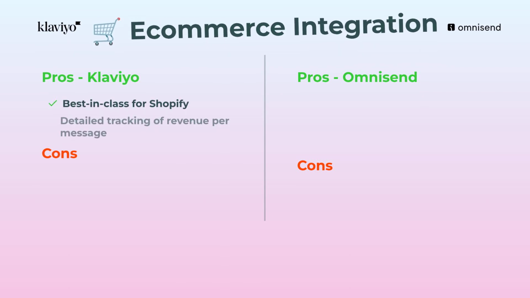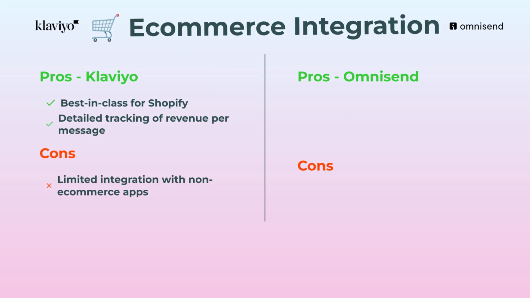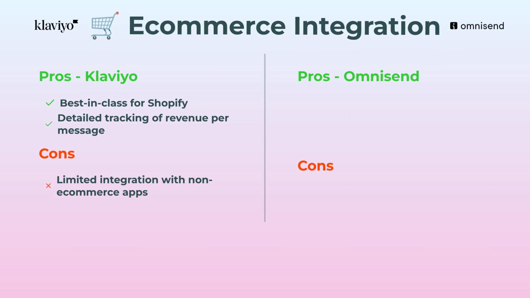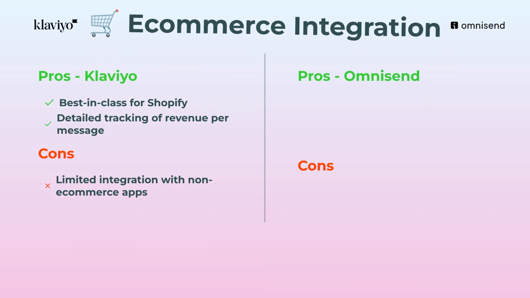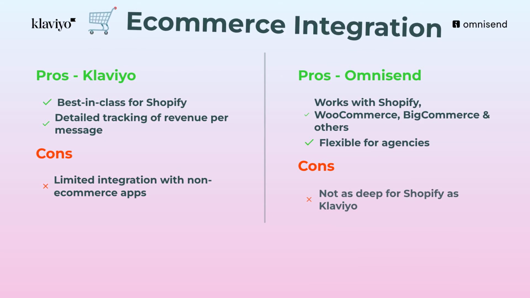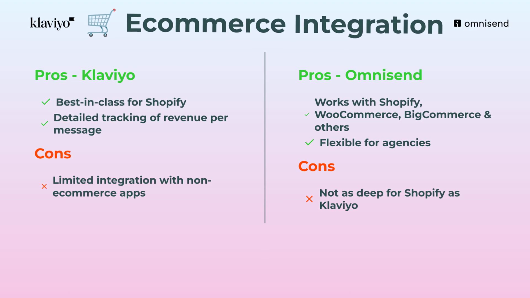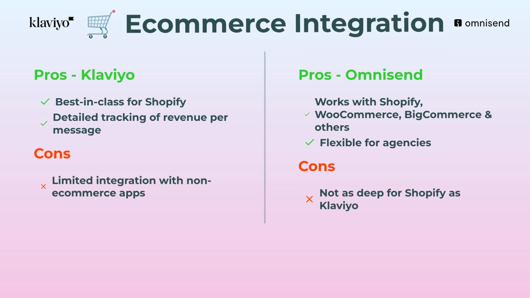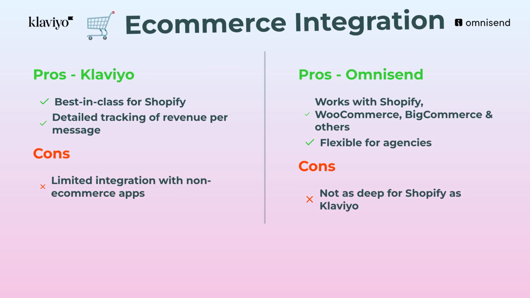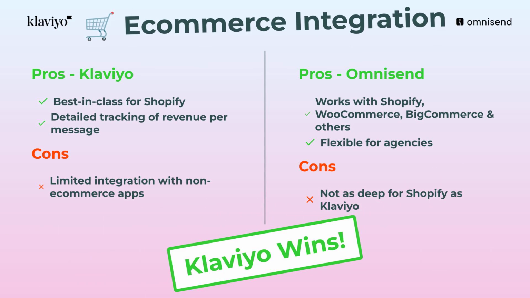Next up, e-commerce integration. Klaviyo honestly is like the king of Shopify stores. You get super granular tracking, like how much revenue each message pulls in. It just feels native if you're all in on Shopify. Downside? Not as magical with, say, other apps outside e-commerce. Omnisend goes wider. Shopify, WooCommerce, BigCommerce, really flexible, which is awesome for agencies or if you're multi-store. Still, that deep Shopify magic isn't quite as deep as Klaviyo. For tight Shopify vibes, Klaviyo wins this one.